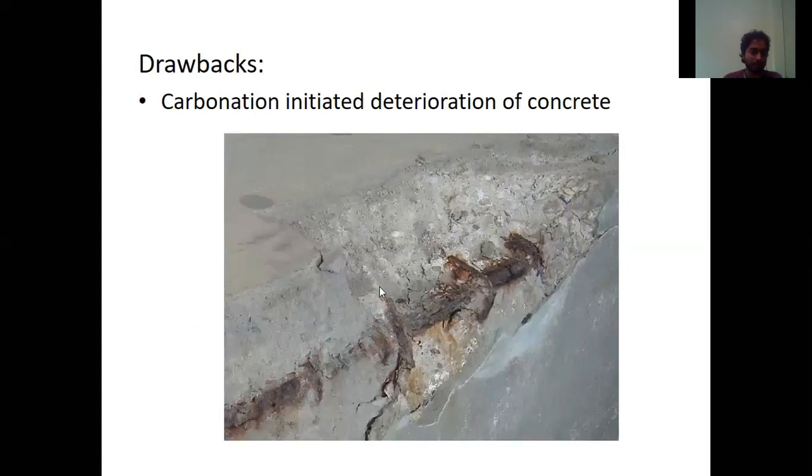Okay, now what are the drawbacks of this carbonation? Not the test, but the drawbacks of the penetration of carbon dioxide into the concrete. The first drawback is that carbonation initiates the deterioration of concrete. As we have seen, whenever CO2 reacts with calcium hydroxide, which is a component of cement, the calcium hydroxide is being used up. So the concrete is going to get deteriorated because of the intrusion of carbon dioxide into the concrete surface. Okay.